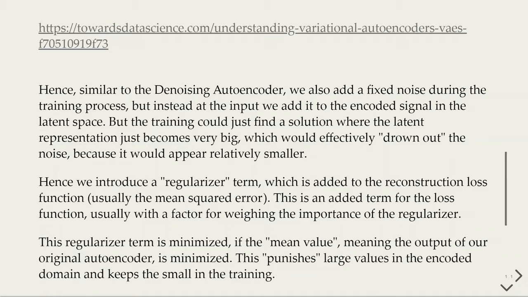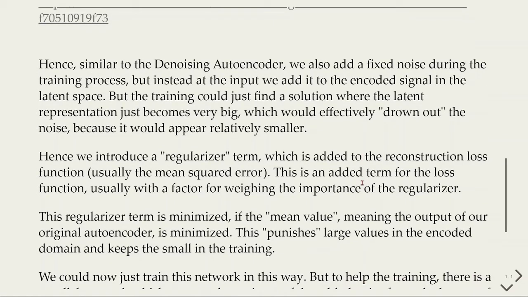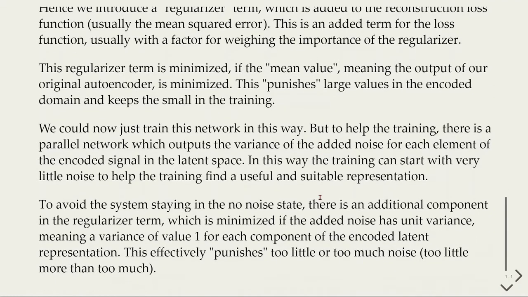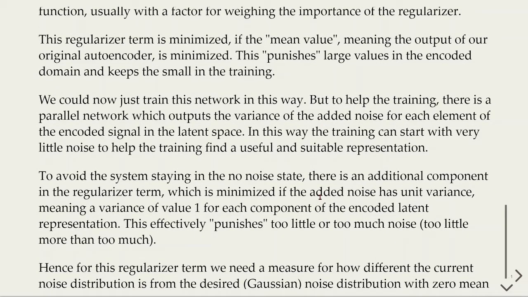To counteract this, we introduce a regularizer term, which is added to the reconstruction loss function, usually the mean squared error. This is an added term for the loss function, usually with a factor for weighting the importance of the regularizer. This regularizer term is minimized if the mean value, meaning the output of our original autoencoder, is minimized. This punishes large values in the encoded domain and keeps them small in the training. We could now just train this network in this way.